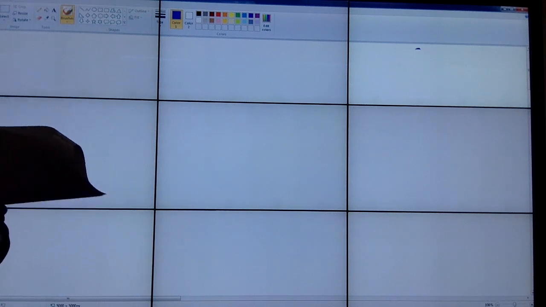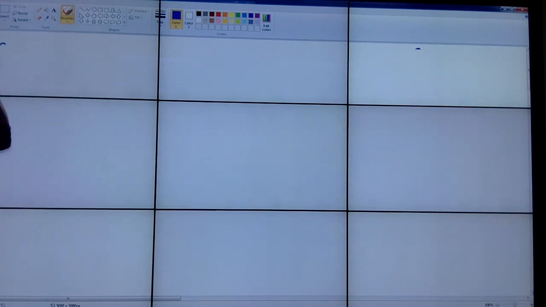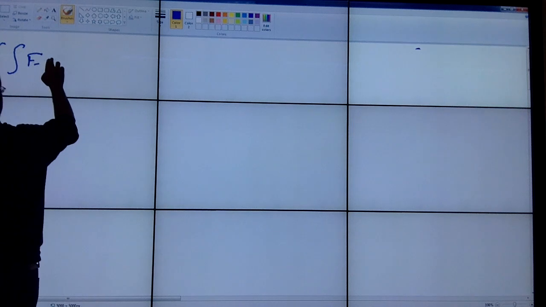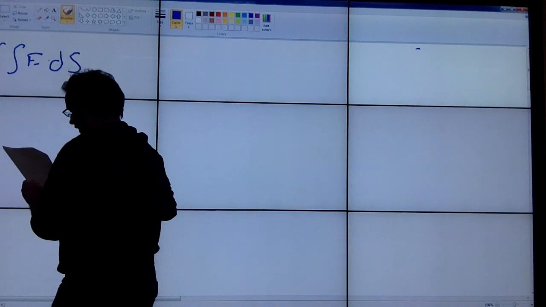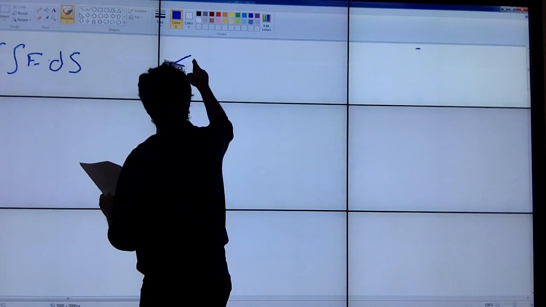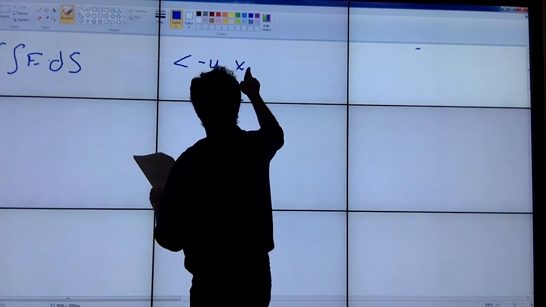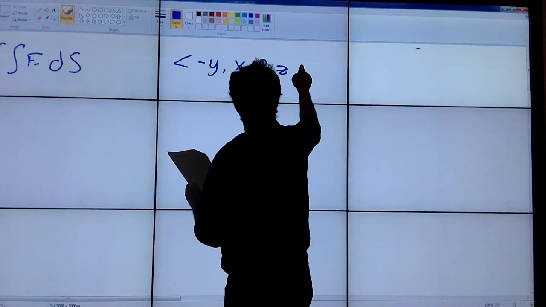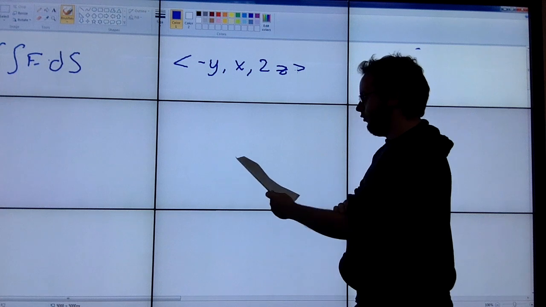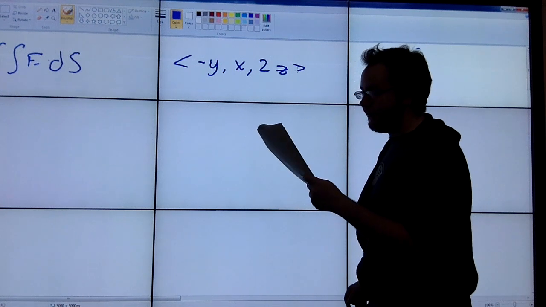Find the flux of the vector field. By the way, anytime you see the words find the flux of the vector field, all that means is find F dot dS. That's all. So find F dot dS for the vector field given. The vector field is negative y, comma x, comma 2z, across the surface of the sphere whose equation is x squared plus y squared plus z squared, oriented in the negative direction.